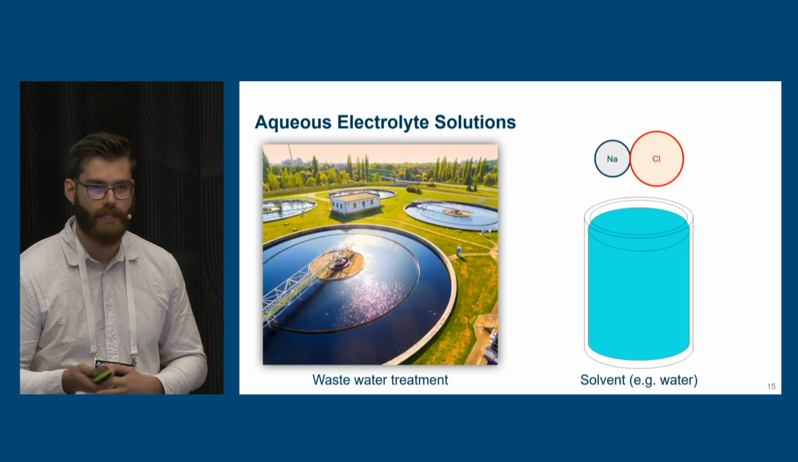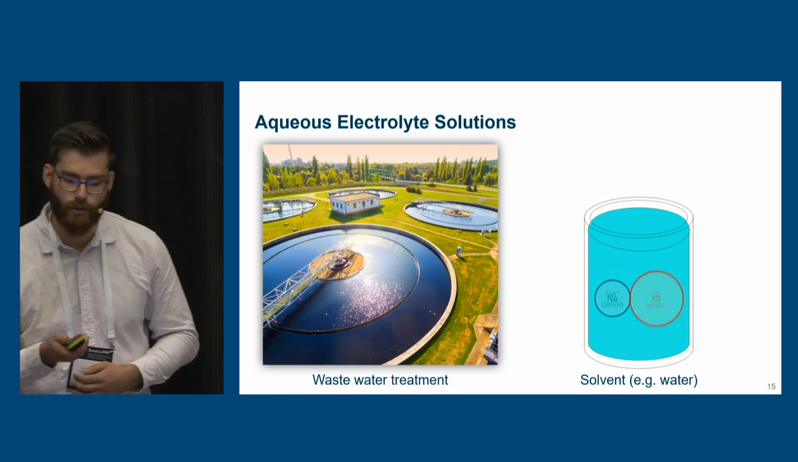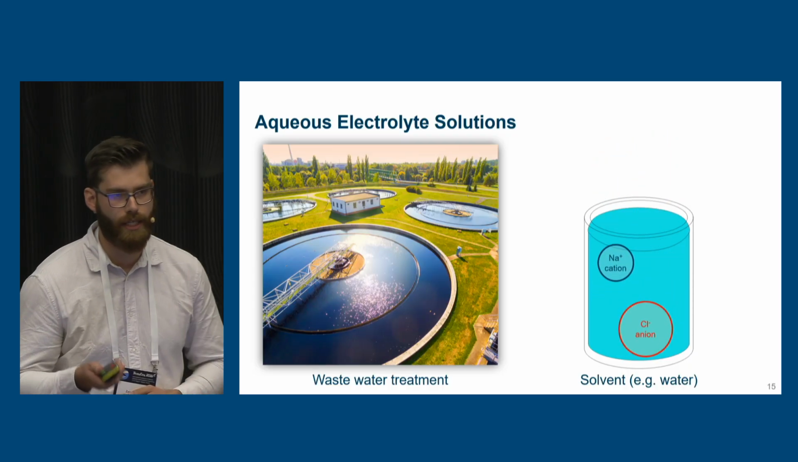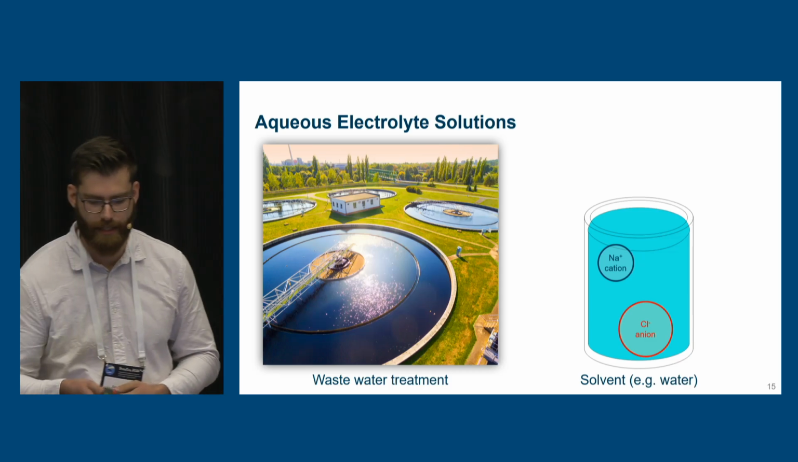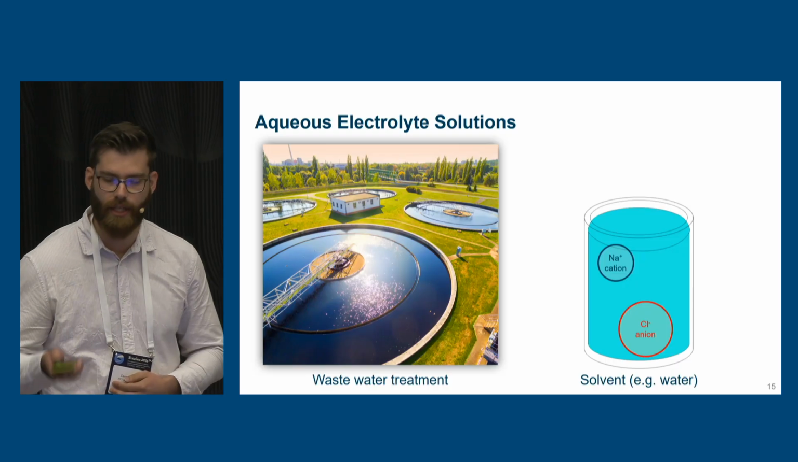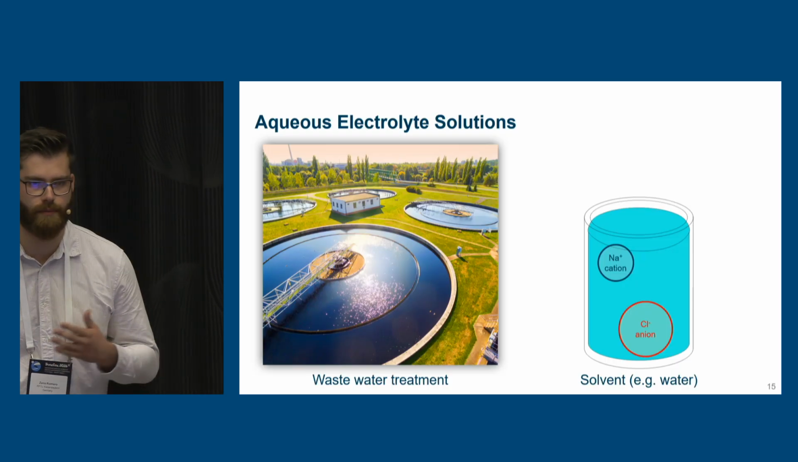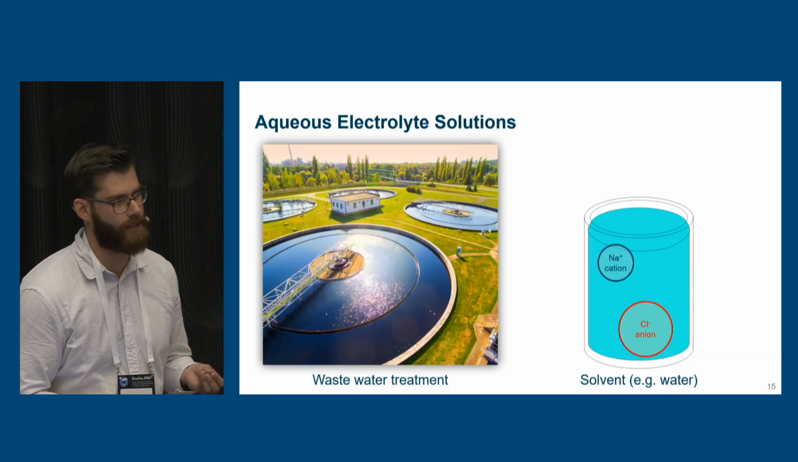If this compound is added to a solvent, such as water, it will dissociate into two new components that carry a charge, namely, in the case of sodium chloride, a positively charged sodium cation and a negatively charged chloride anion. Now, to model such electrolyte systems for process modeling in the chemical industry, we need information on their so-called activity.